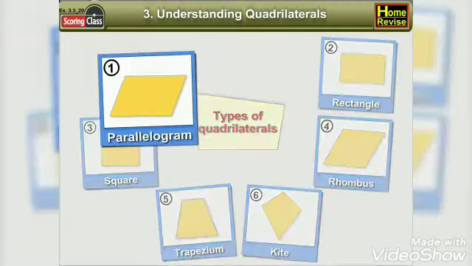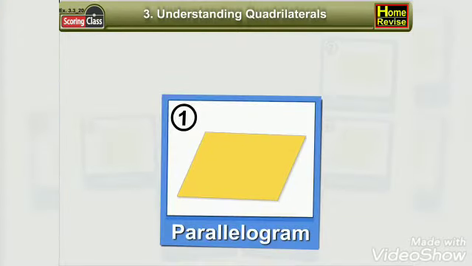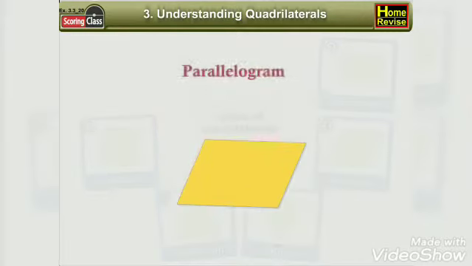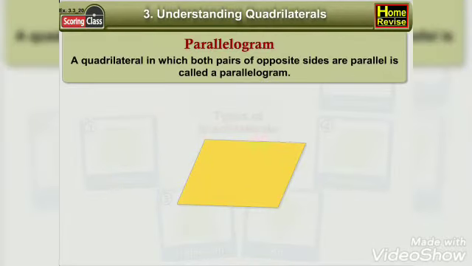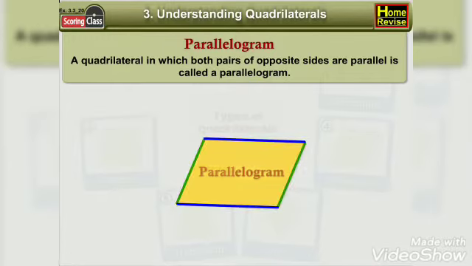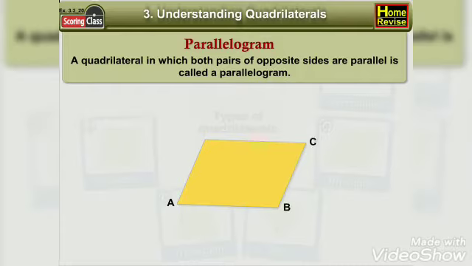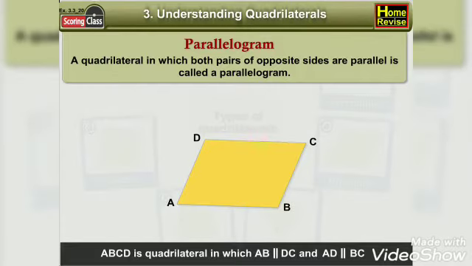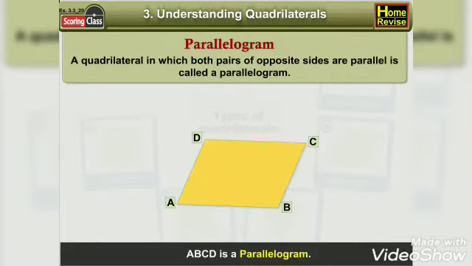Now let us see one. Parallelogram. A quadrilateral in which both pairs of opposite sides are parallel is called a parallelogram. In the figure, ABCD is a quadrilateral in which AB is parallel to DC and AD is parallel to BC. Therefore, ABCD is a parallelogram.